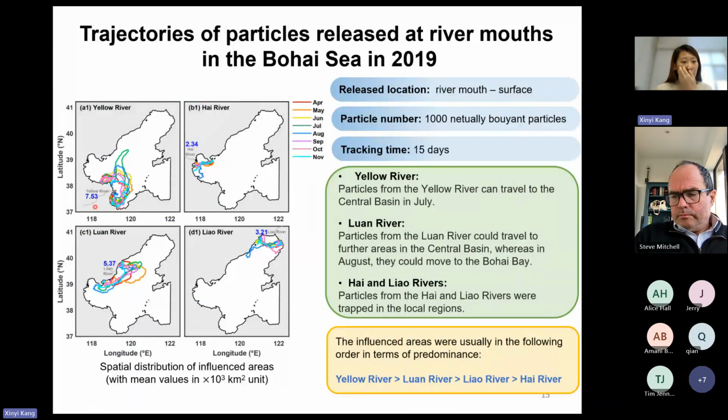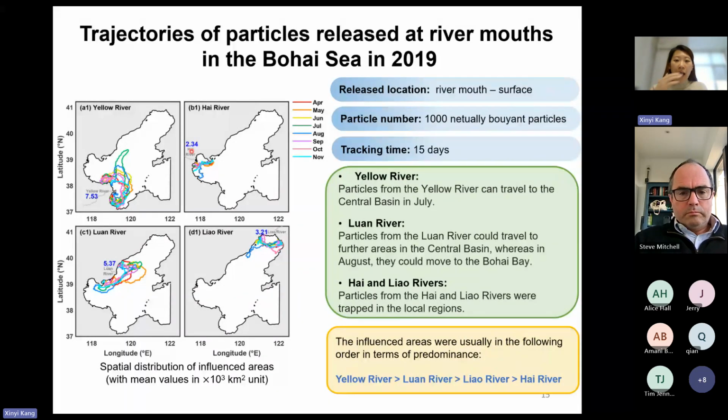We could see that for particles from the Yellow River, the monthly values usually show the largest influence areas, about 7.53 times 10 to the power 3 square kilometers. The next one is particles from the Luan River, followed by the Liao River. And the particles from the Hai River usually show the smallest influencing areas.